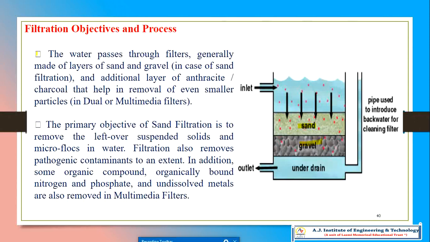Coming to the first objective: the water passes through a filter media generally made up of multiple layers of sand and gravel. Clear? Multi-layers of sand and gravel. In the case of sand filtration, an additional layer of anthracite charcoal helps to remove even small particles. That is adsorption. Why are we using anthracite charcoal? Because of the adsorption process.